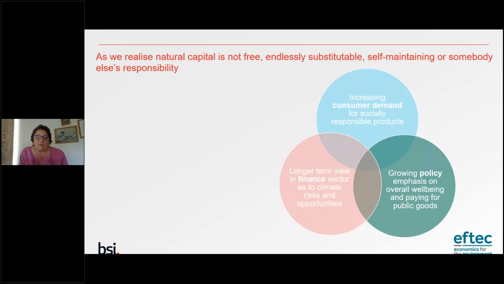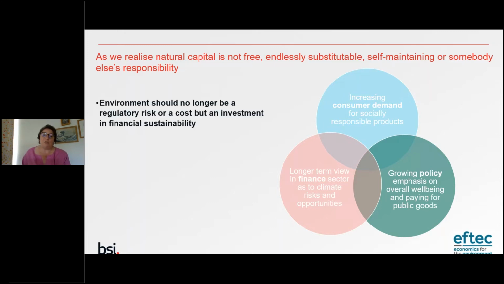There are many drivers for that, because consumers demand different companies, different ways of producing goods and services. Public policy is becoming more choosy about where public money should go and how to encourage private investment into nature. And even the finance world is changing rapidly, not only trying to green finance, but also finance green actions. And all of this needs new ways and new understanding of what nature means.